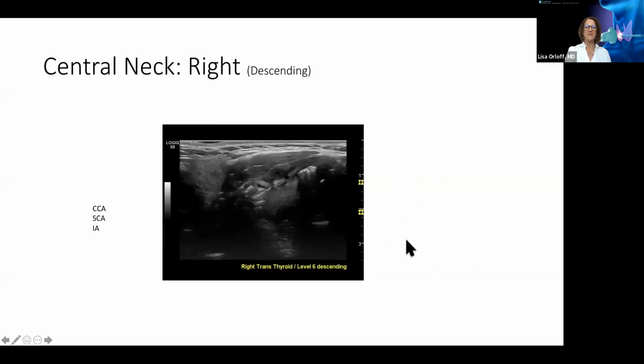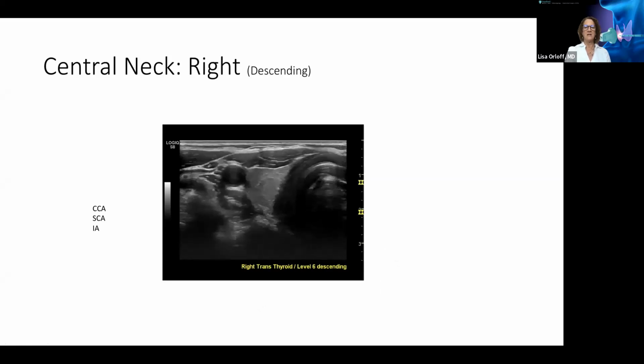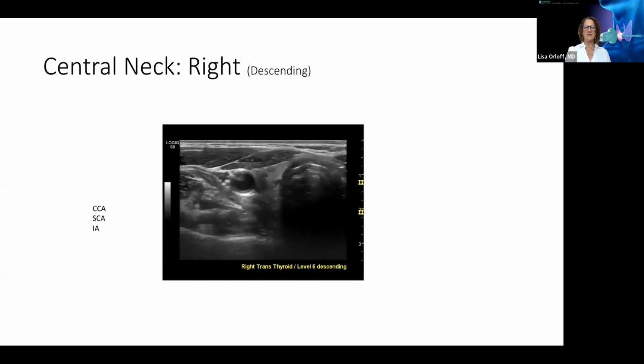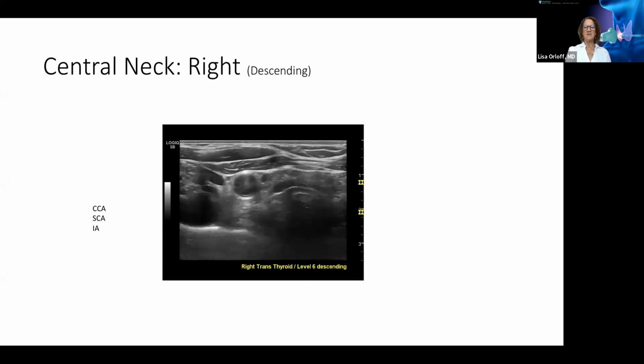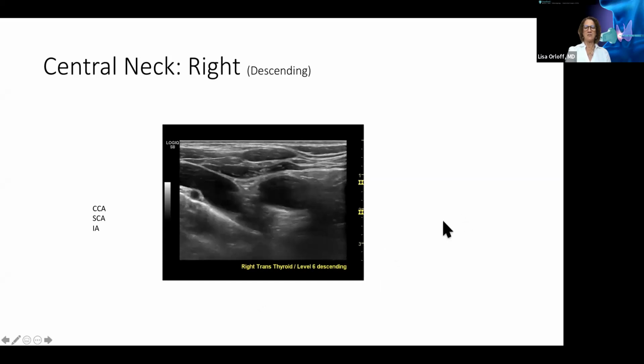So not to forget the lateral neck and the lateral parts of the central neck, here's the right paratracheal region descending through the thyroid gland down to the convergence of the carotid artery with the innominate artery. And these structures, as you'll see momentarily, are all important when considering radiofrequency ablation.